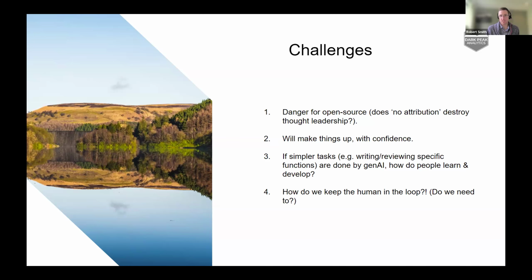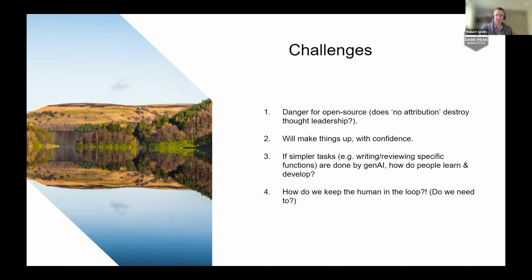So there's a bit of a danger there. Obviously, there's the hallucinations and making things up with confidence issue that a lot of people have talked about. There's also another issue of simple tasks like reviewing functions or writing specific small bits of code being done by Gen AI. How do people learn and develop?